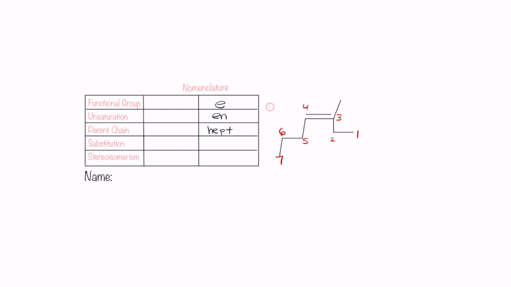Now for substitution. Remember we said that anything hanging off the parent chain is a substituent. So this guy here is a substituent because he's hanging off of the parent chain. The way that we name this substituent is by determining how many carbons it's composed of. And we see here that it's a CH3 group, which means that it has 1 carbon. Therefore, we can use the prefix meth. And because it's a substituent, we just put YL at the end, and then we call it a methyl group.